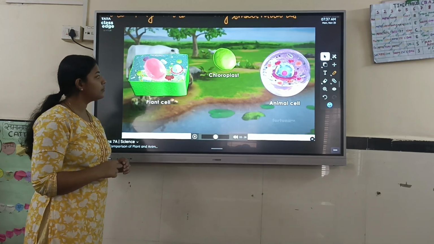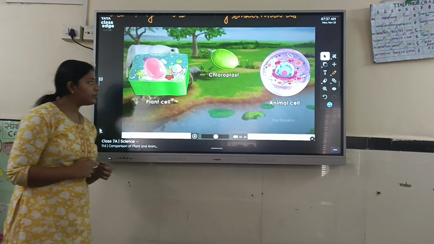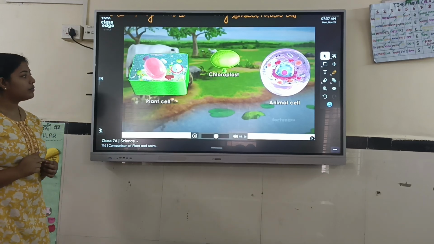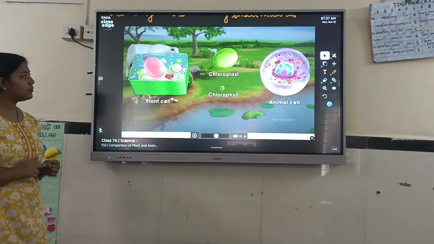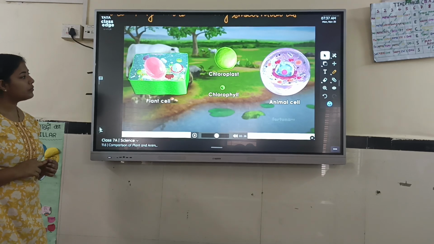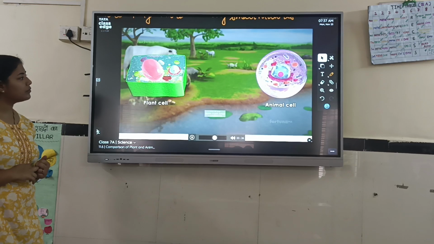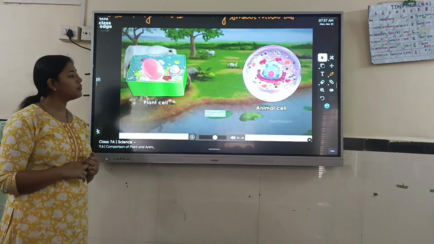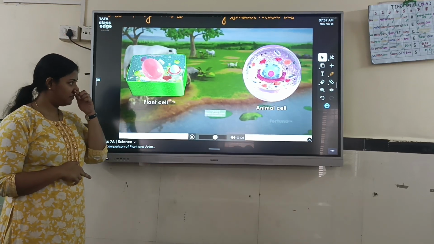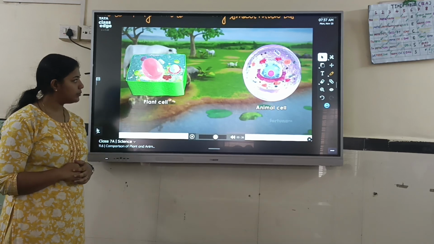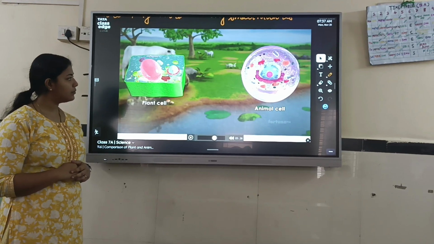Inside the plant cell are chloroplasts, disc-shaped structures which contain chlorophyll, a pigment that gives plants their green color and helps in photosynthesis. Because animals don't undergo photosynthesis, they have no need for chlorophyll, and animal cells do not contain chloroplasts.